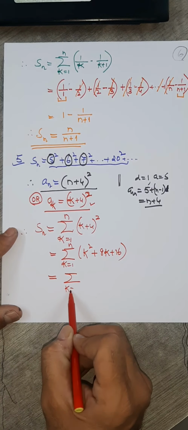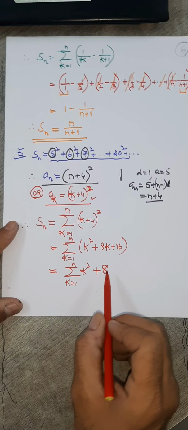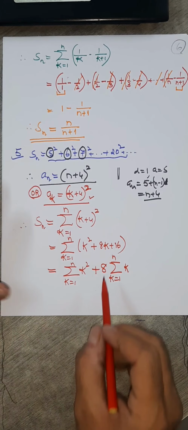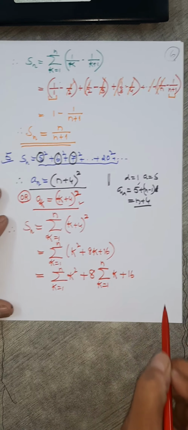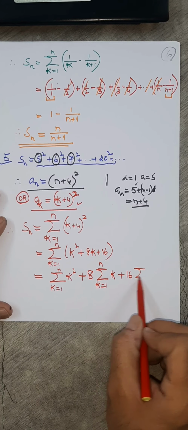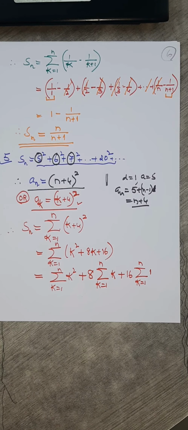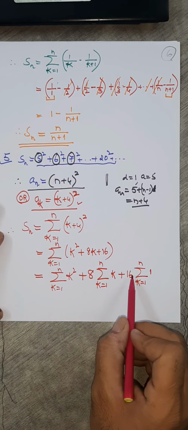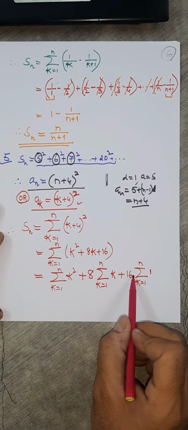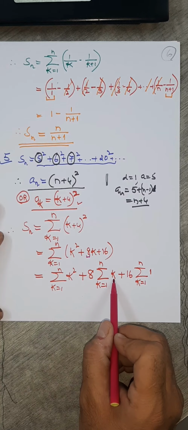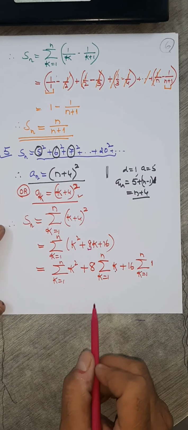So sigma, k runs from 1 to n, k square. There is a formula for this. Take 8 outside. This is sigma, k runs from 1 to n, k. Why have we chosen it outside? Because it is a constant. 16 is also a constant. I'll keep it outside here. So sigma, k runs from 1 to n, of 1. Now everything is known to you. Is this clear to you? 16 is constant, it doesn't depend on k. See, k square depends upon k, so I kept k inside. 8 doesn't depend upon k, so I've taken 8 outside, k as it is. Here there is no k, so 16 outside, here 1.